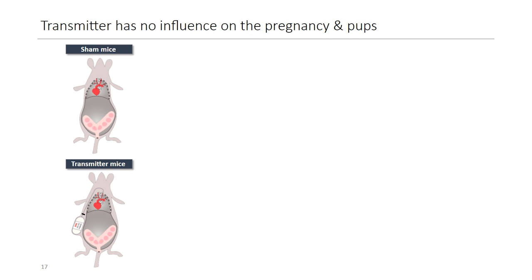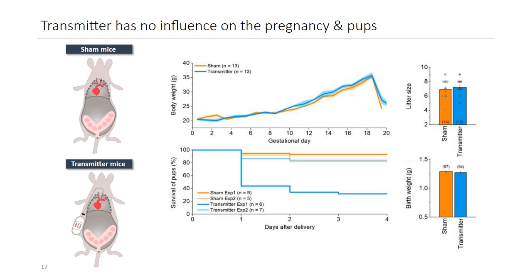Because we were interested whether the transmitter has an influence on the pregnancy or on the pups, we decided to include a sham group. And in the sham group, they also underwent a surgery where the left carotid artery was occluded and a subcutaneous pouch was made. We compared this to the transmitter mice, and we saw that there was no difference in body weight increase of the mothers. There was also no difference in the litter size and in the birth weight of the pups.